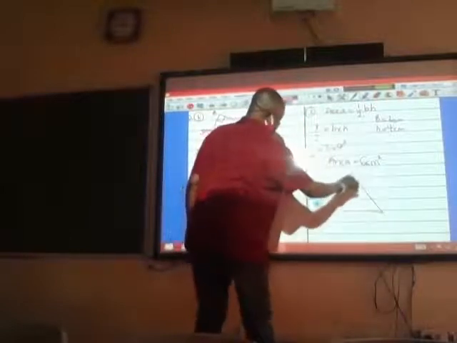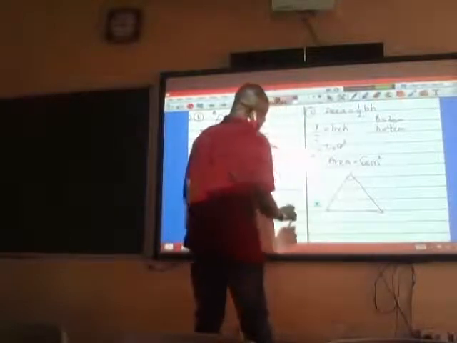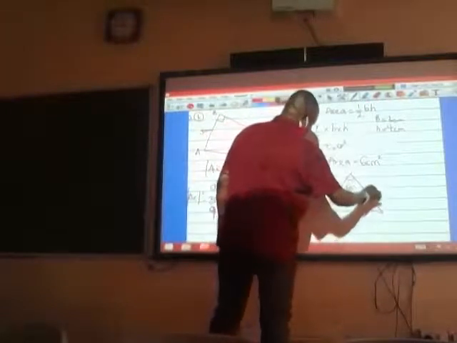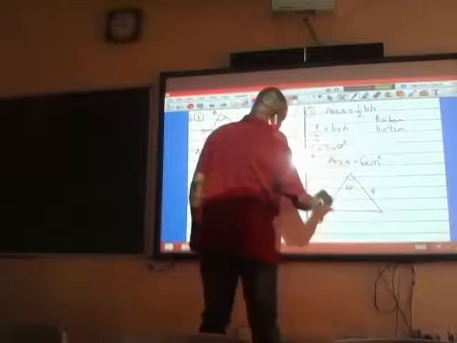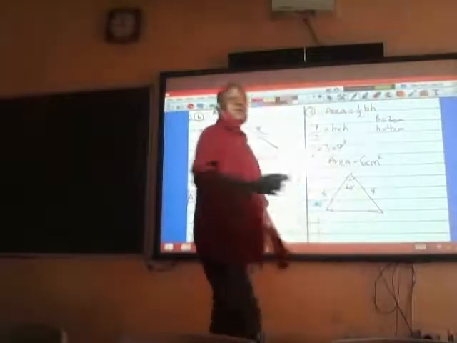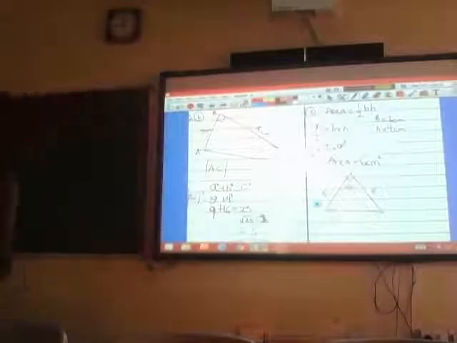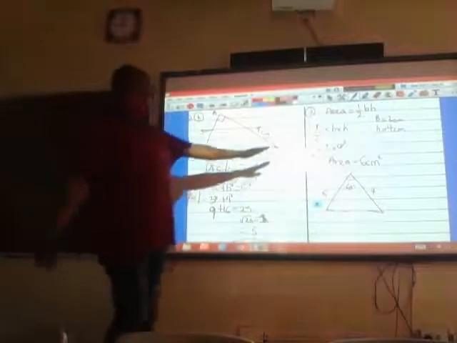Let's say you are given this triangle, maybe this angle is 60 degrees. This side is 4, and then here is 6. How to find the area of this? Because there is no height there. Okay, sorry, let's finish this.